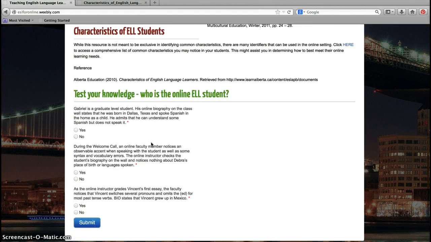Below, you may test your knowledge on the following 3 scenarios to identify an ELL student online. Please feel free to read each scenario and then click yes or no. Hit the submit button and we will give you immediate feedback regarding what your response indicated.